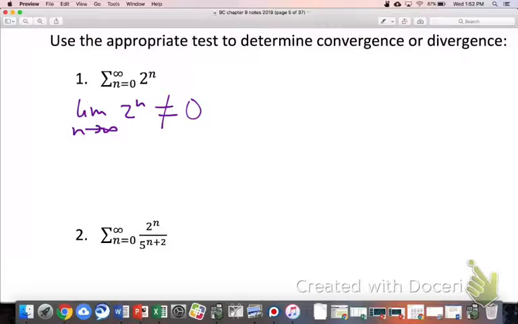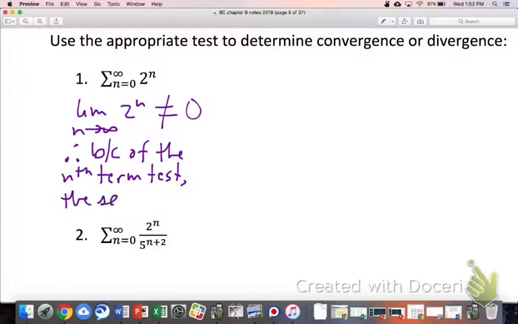And so what we can do right here is stop and say, therefore, because of the nth term test, the series diverges. That would be the right way to say that.